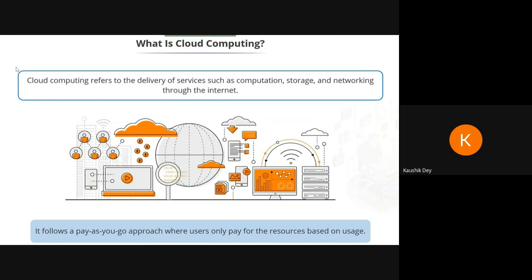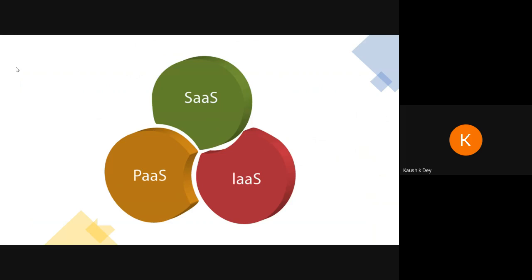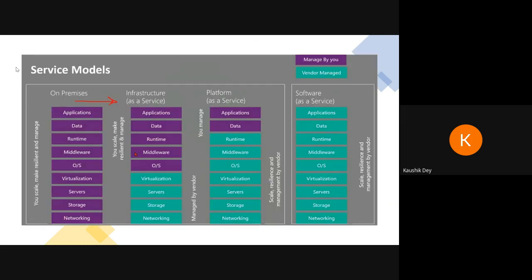And there are three main models of cloud computing as a server: the pay as you go model, apart from that on demand and spot. In the pay as you go approach, the user only pays for the resources based on usage. How much usage you are doing on the servers, the clouds, you only pay for that. And there is another main component: SaaS, PaaS, and IaaS. This is the service model.